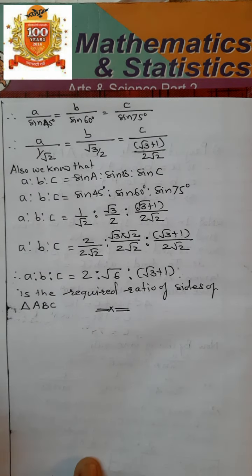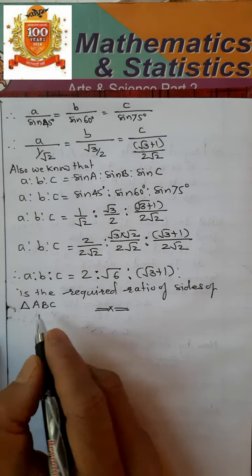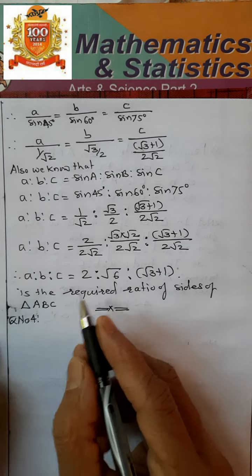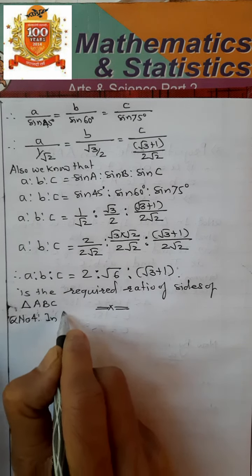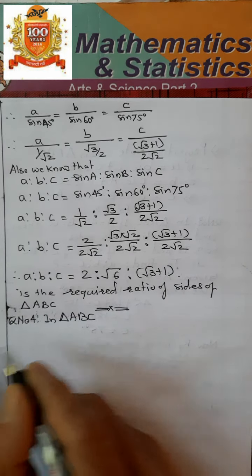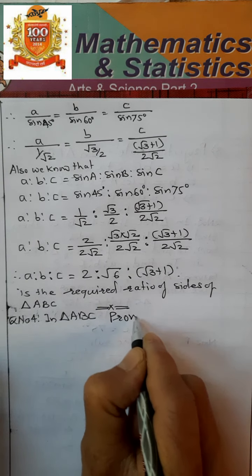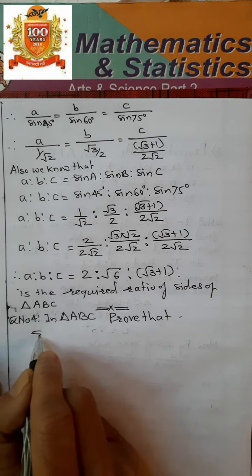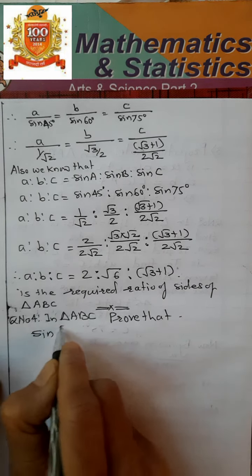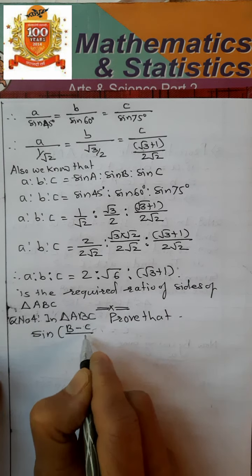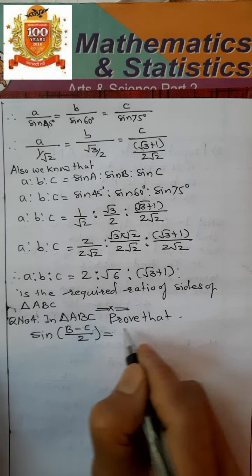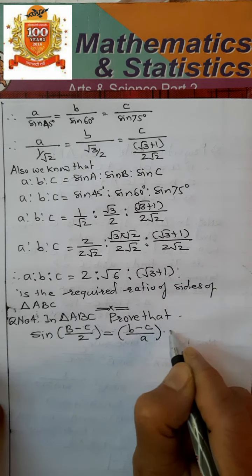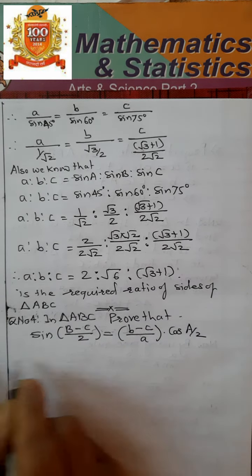Question number 1. Now let us see question number 3. Question number 4. We are going to see question number 4. In triangle ABC, prove that sine of B minus C upon 2 is equal to b minus c upon a into cos A by 2.